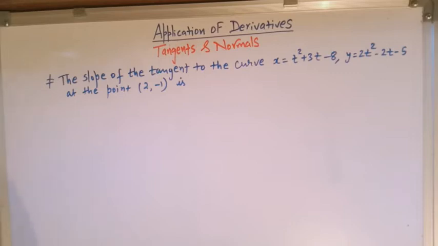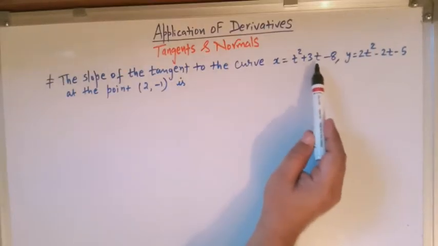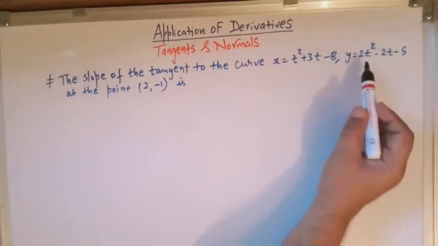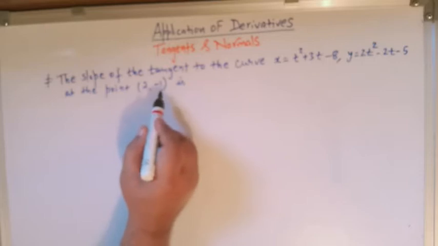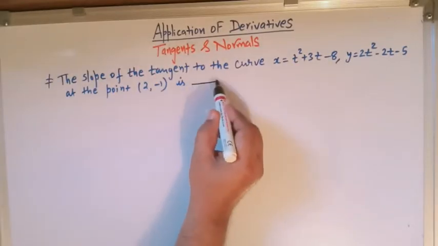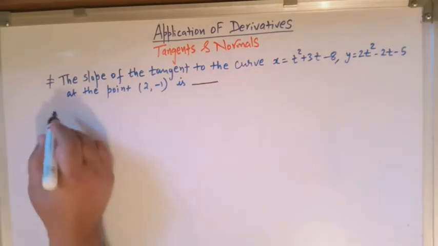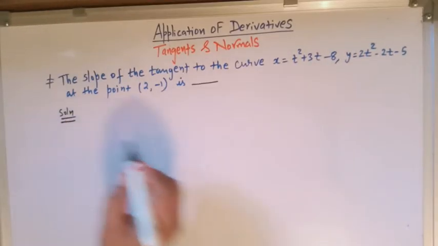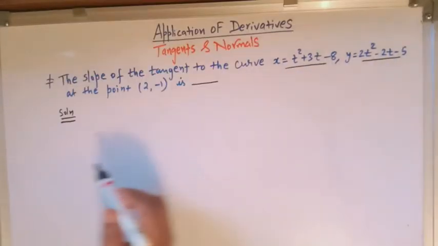So here we have the first problem, and the problem goes like this. The slope of the tangent to the curve x equal to t square plus 3t minus 8 and y equal to 2t square minus 2t minus 5 at the point 2 comma minus 1 is. So we have to find the slope of the tangent. Clear? So here the equations are given in parametric form.